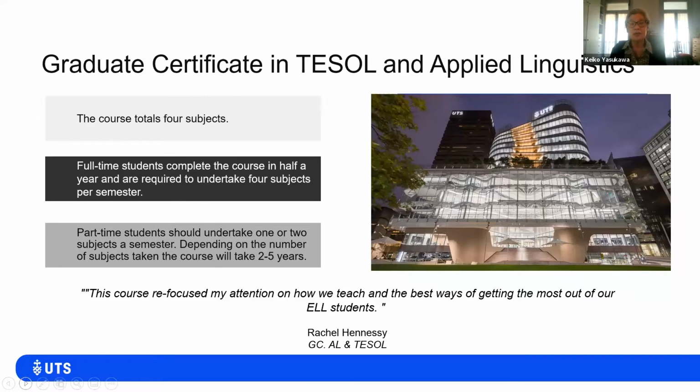The graduate certificate is, I guess, the entry-level qualification. It consists of 4 subjects, and there are no choices in the 4 subjects for the graduate certificate. So full-time students can complete the qualification in 1 semester, and part-time students can take longer.